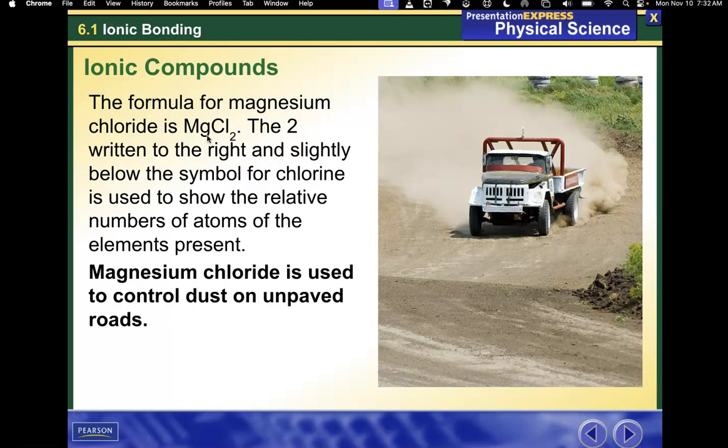Magnesium chloride is used to control dust on unpaved roads, so it's spread out on the roads.